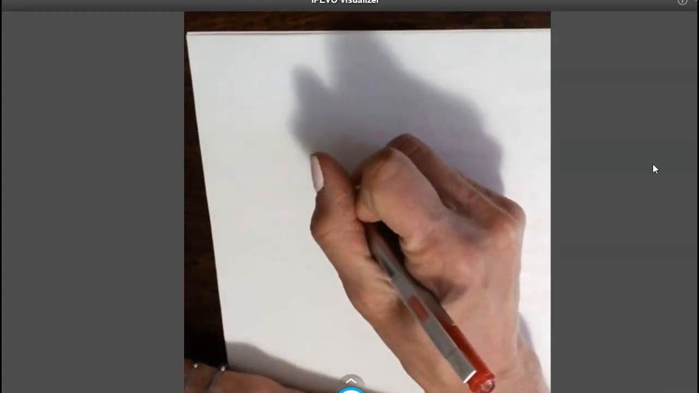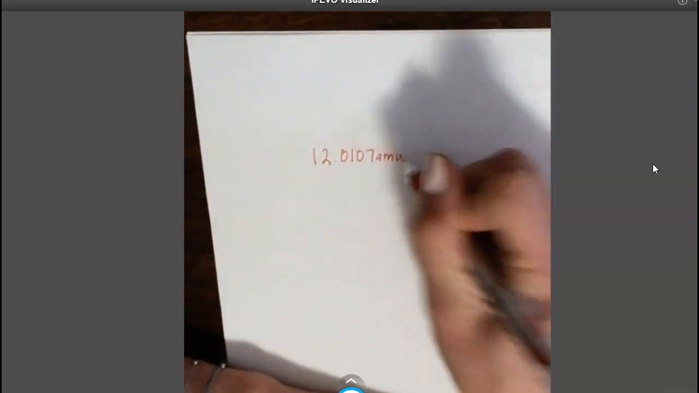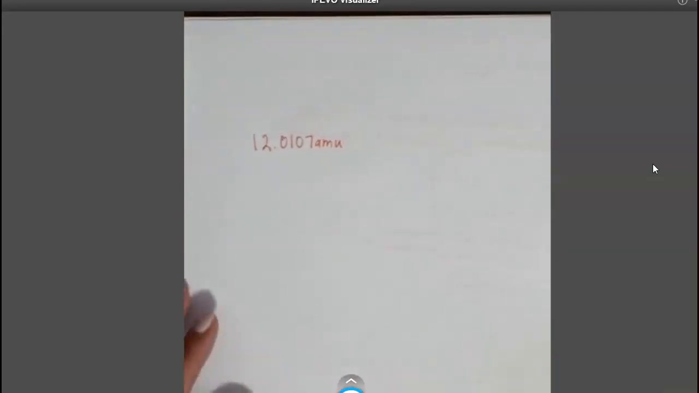Okay, so let me show you guys how this actually works, how the atomic weight is actually the molar mass. So let's start with carbon. If we have one carbon atom, its atomic weight is 12.017 AMUs. Okay, that's the weight of one single carbon atom.